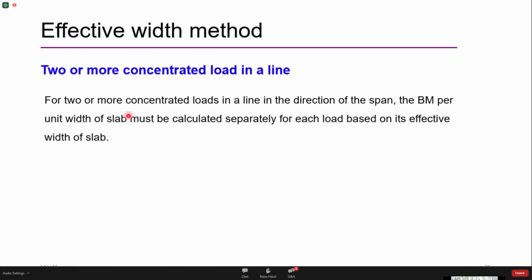So in such a situation, what is done is, for two or more concentrated loads in a line, in the direction of the span, the bending moment must be calculated separately for each load based on its effective width of the slab. So this is the definition. What exactly it means, we'll be seeing in the next slide.